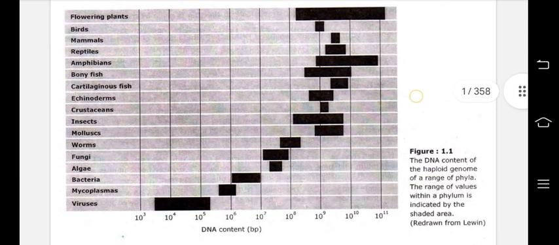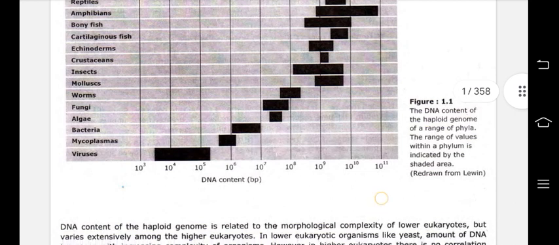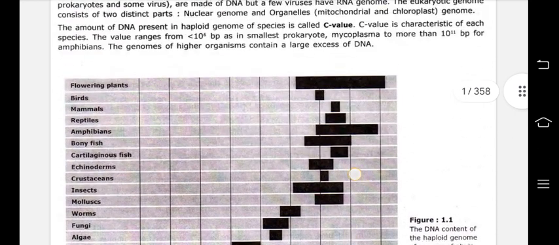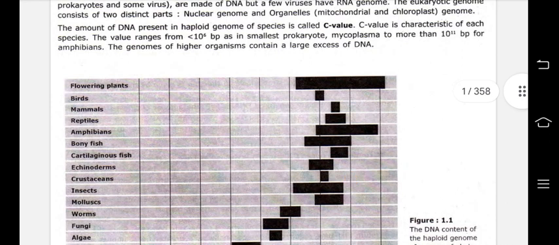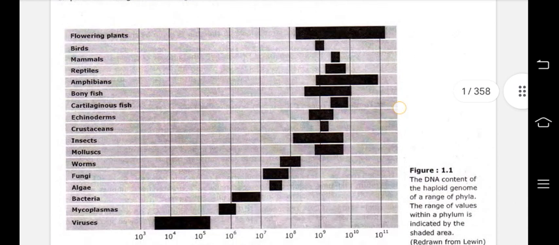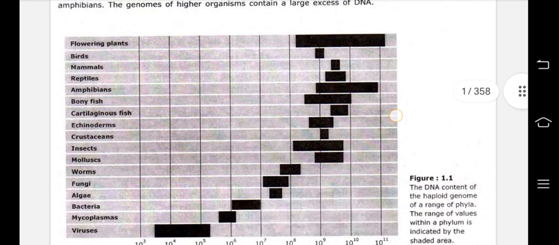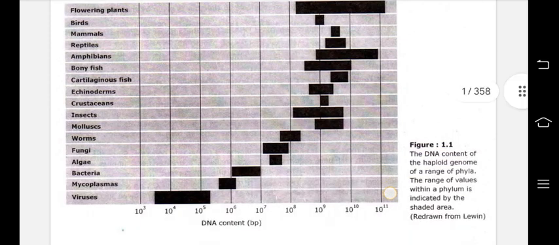So this diagram depicts the DNA content of the haploid genome of a range of phyla. The range of values within a phylum is indicated by the shaded area. And this is flowering plants. Then comes amphibians, later bony fishes. Along with that, insects are there. Then comes approximately the mollusks. Along with that, bacteria is also there. Fungi. And the lowest amount is most probably from mammals, birds, and crustaceans. Along with that, algae, like that.